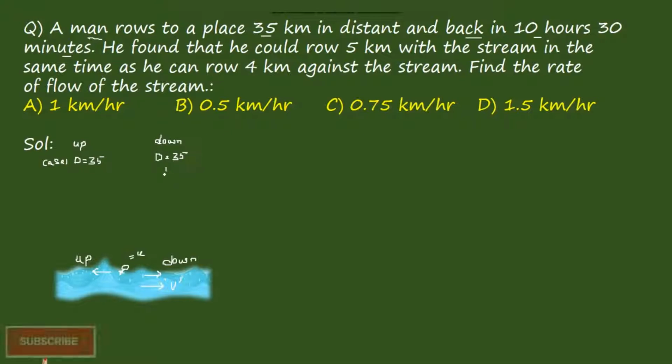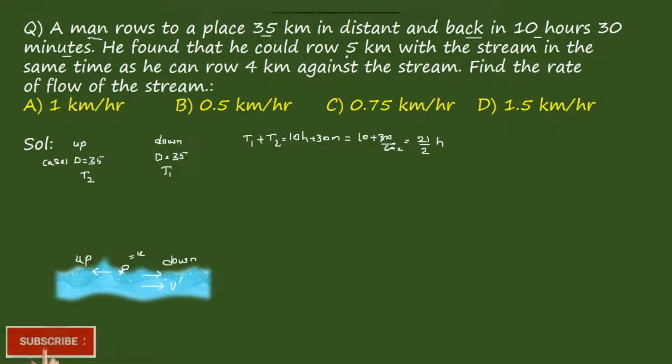The time taken by it is t1, and here if it is t2, then it is saying that t1 plus t2 is equal to 10 hours plus 30 minutes. You convert the total into hours, and it becomes 10 plus 30 by 60, which is equal to 21 by 2 hours. So they are saying t1 plus t2 is equal to 21 by 2 hours.